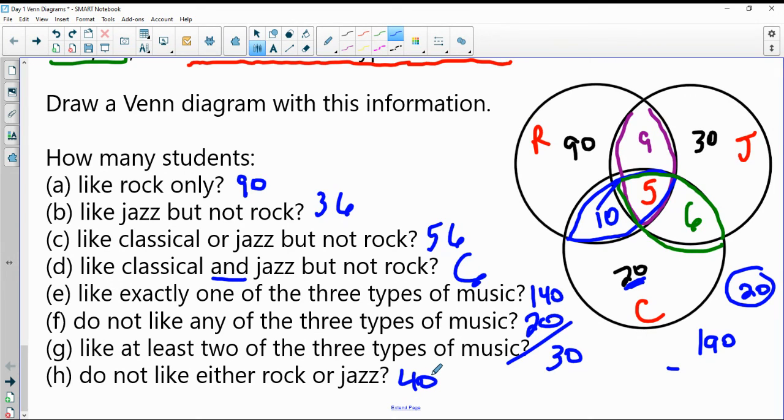Okay, so your homework assignment's very much like this. You're given basically all of these questions with a Venn diagram, and you have to answer with these numbers. So good luck tonight, and I will see you tomorrow.